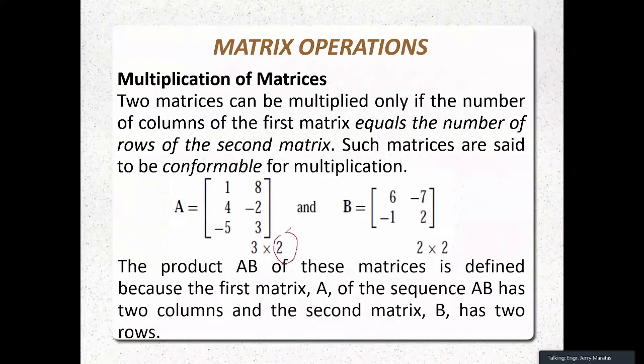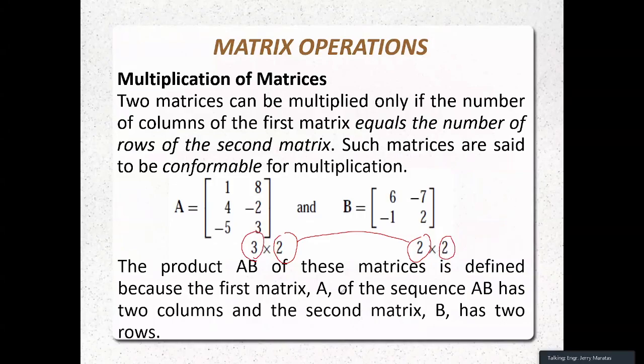So for example, these two matrices, A and B, this one is the number of columns on the first matrix, while this one is the number of rows on the second matrix B. If these two are equal, then these two matrices are said to be conformable, and that means we can perform multiplication of these two matrices. So the size of the resulting matrix should now be 3 by 2.